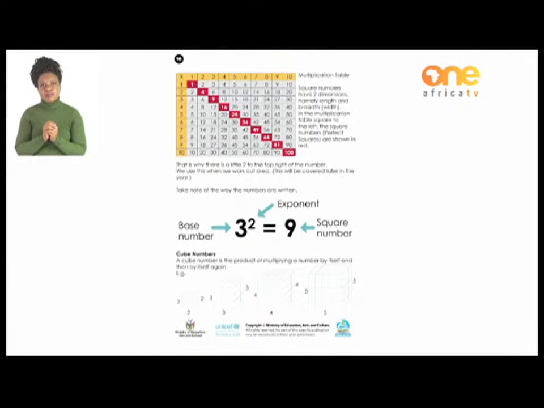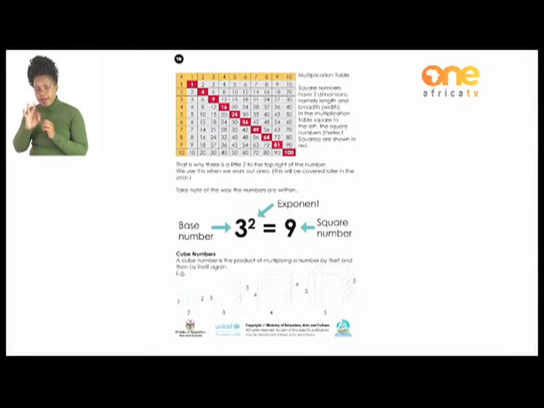Reading below, that is why there is a little 2 to the top right of the number. We use this when we work out the area. This will be covered later in the year, so it's another topic to do. Take note of the way the numbers are written. We have 3 squared, that gives you 9. So the base number there is 3. The exponent or the power is 2. And the square number is 9. Or we can also say 9 is a product.